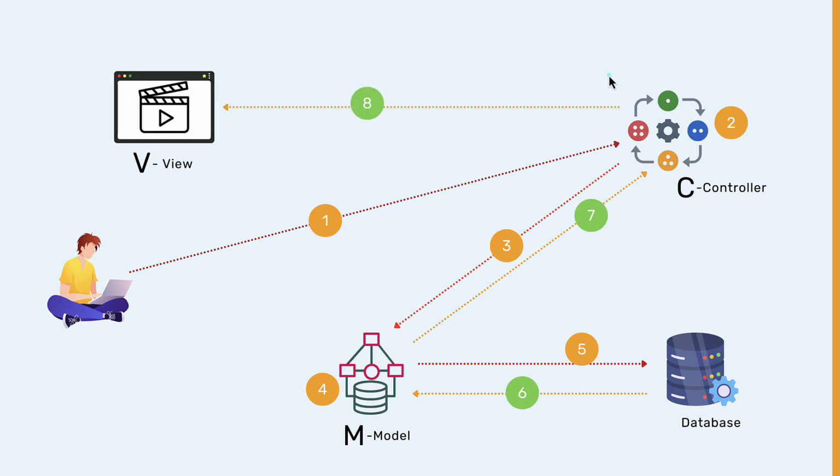As you can see over here, the controller is the intermediary between the view and the model. The view cannot talk to the model directly. Likewise, the model cannot talk to the view. So this is how MVC design works.